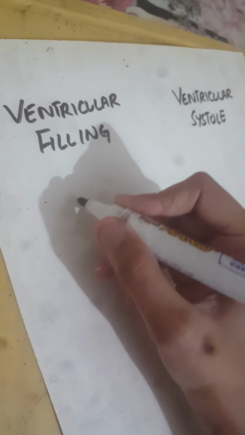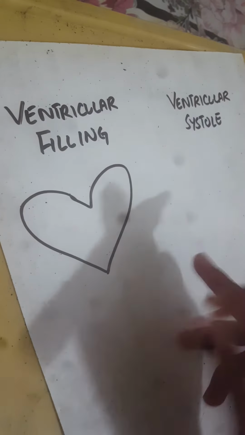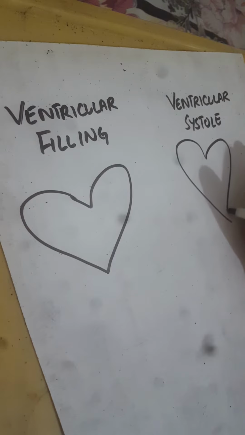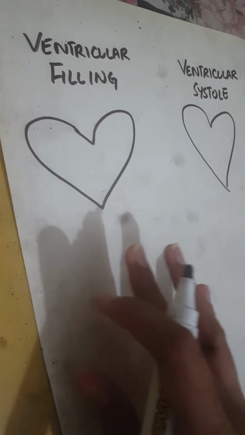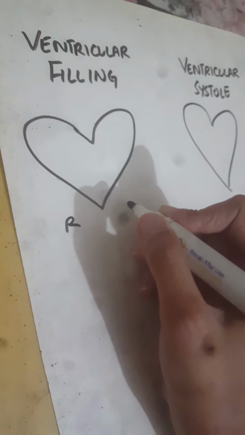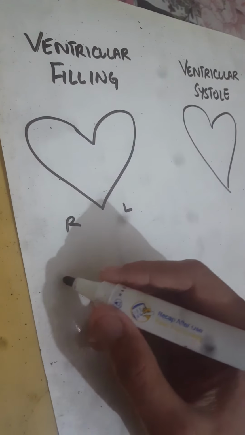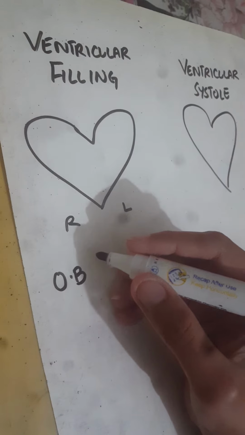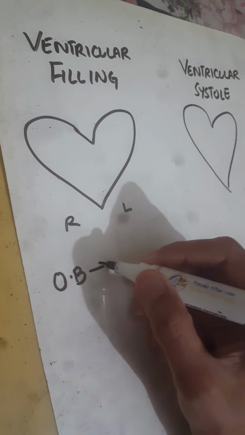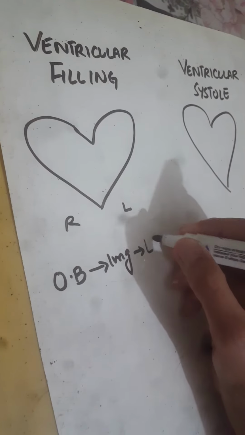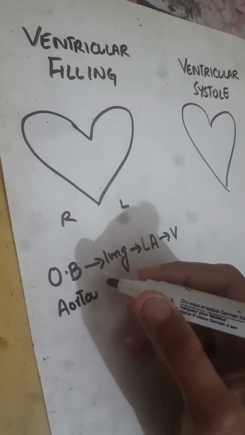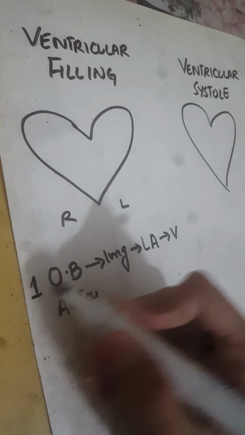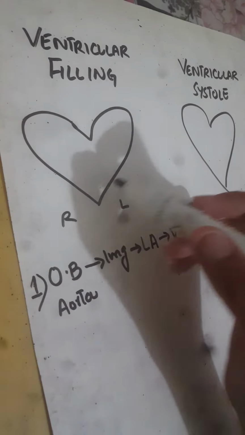Okay, in the ventricular filling phase, I have to draw it here again. It is a very broad one, and this is the shrunken one. Here, what happens in the ventricular filling phase: filling takes place in the right side as well as in the left side of the heart. Both sides are filling. Here, the oxygenated blood comes from the lung to the left atrium. From the atrium it goes to the ventricle, and from the ventricle to the aorta, and then to different parts of the body. This is how the left side is filling.